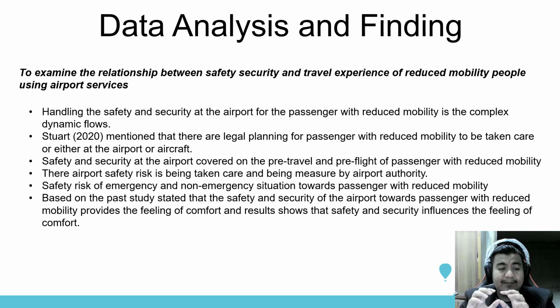The airport safety risk is taken care of and measured by the airport authority. There are two safety risks that are measured. The first one is safety risk of emergency, and the second one is non-emergency situations toward the passenger with reduced mobility. Past studies state that the safety and security of the airports toward the passenger with reduced mobility provide the feeling of comfort, and results show that safety and security influence the feeling of comfort.